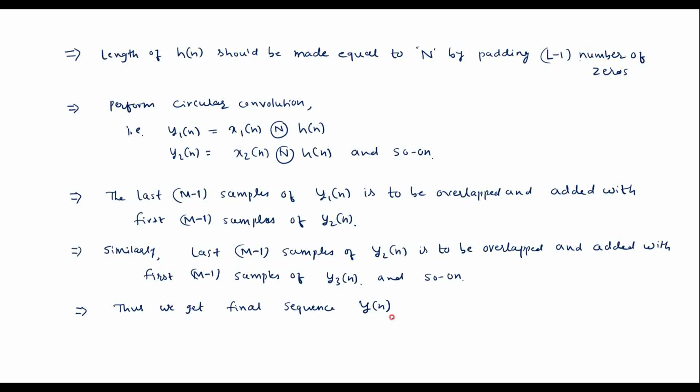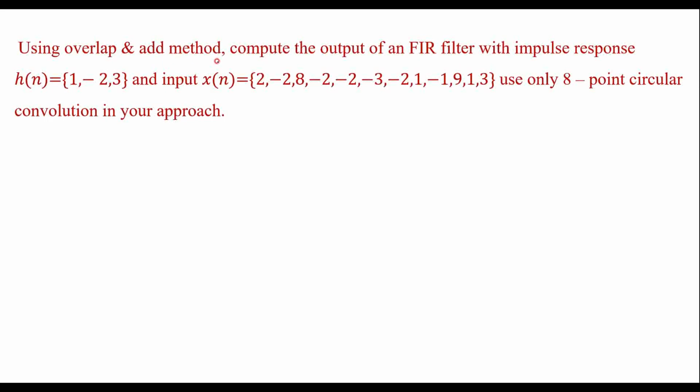I will calculate the linear convolution between two sequences using overlap and add method, so that one can easily understand all these steps. Using overlap and add method, compute the output of an FIR filter with impulse response h of n and input x of n. Use only 8-point circular convolution in your approach. We'll try to perform the convolution between x of n and h of n. That is, it is given by y of n is equal to x of n convolution h of n.